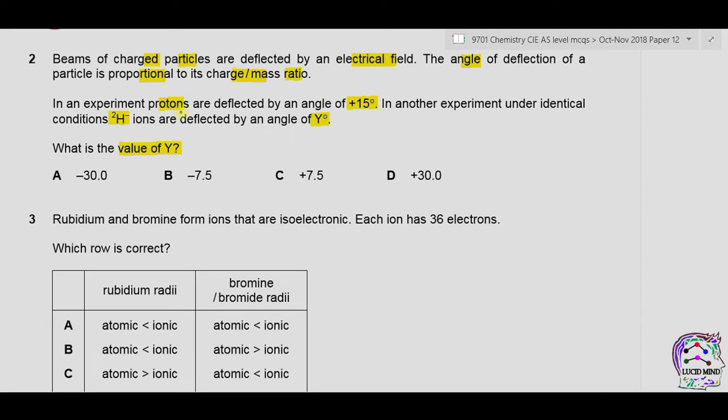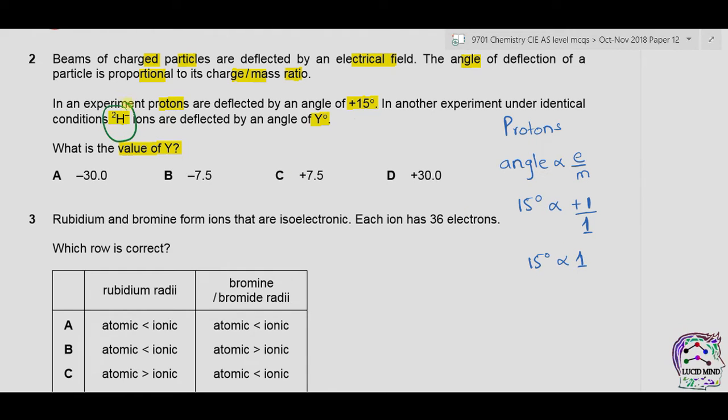In the question, the angle of deflection of protons is given. So for protons, we can write angle is 15 degrees, which is directly proportional to charge to mass ratio, where E is the charge and M is the mass. Now angle is 15 degrees and it is proportional to charge of proton, which is plus 1, and mass of proton is also 1. So 15 degrees is proportional to 1 for proton.